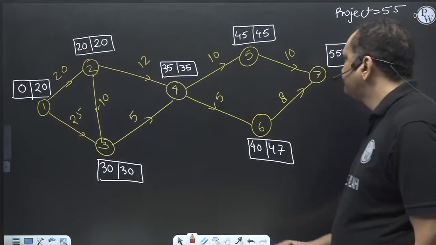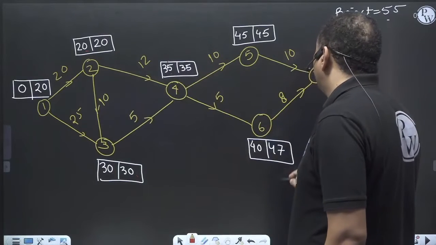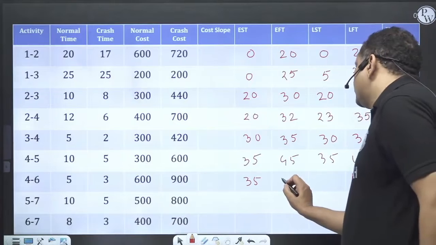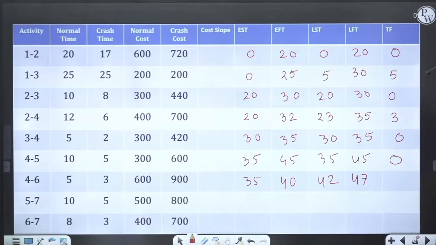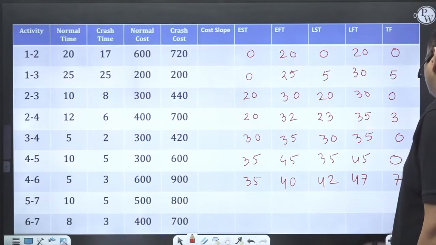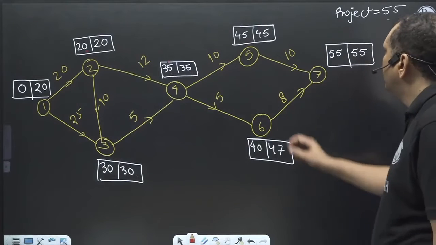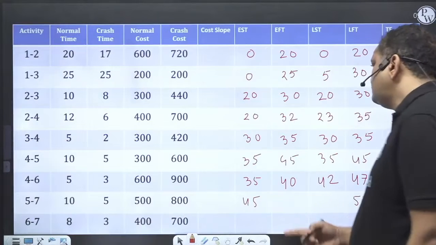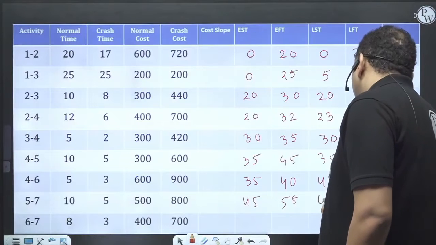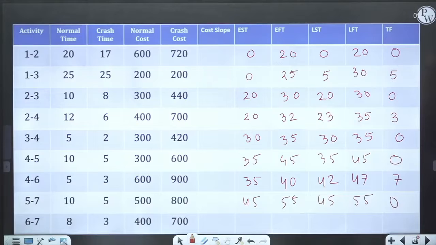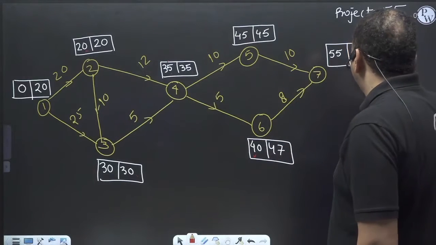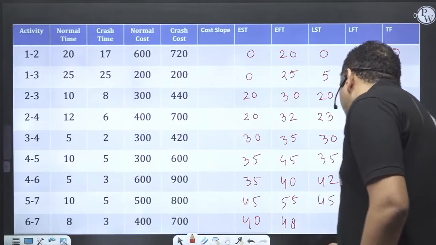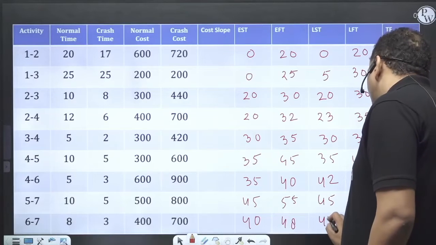Now 4 to 6. 35 and 47. Tij is 5. So this becomes 40 and this becomes 42. 42 minus 35 is 7. 7 is total float here. 5 to 7. 45 and 55. Tij is 10. So this becomes 55. 45 minus 45, total float is 0. 6 to 7. Now it's 40 and 55. Tij is 8, 48, and 55 minus 8 is 47.